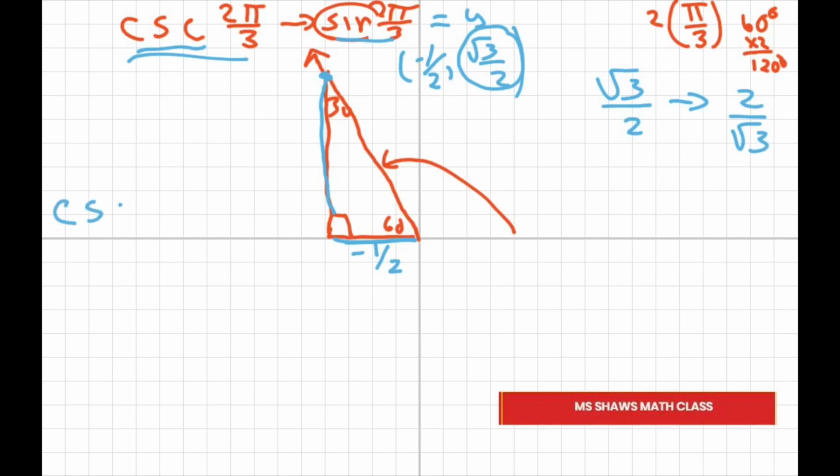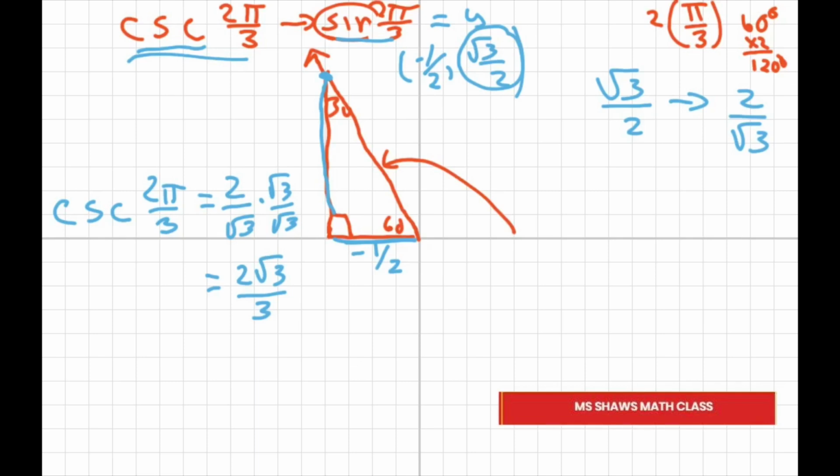So cosecant of 2 pi over 3 equals 2 divided by square root of 3. Now, of course, you want to rationalize that, in most cases. So that's just going to give you 2 square root of 3 over 3. Okay? Now, the next one we had is cosine of 7 pi over 4.